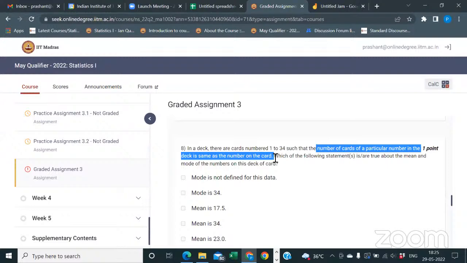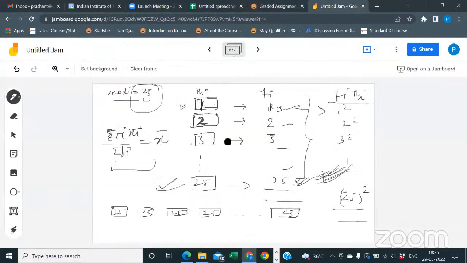Yeah, see this thing. Actually, these things I also explained in yesterday's class. See, what is the twist? The number of the cards of a particular number in the deck is the same as the number on the cards. Number on the cards is 2, same as the number of cards, that is 2 cards. Number on the cards is 3, same as the number of cards, that is 3 cards. That means it's 3 only. See, 3 into 3, that's why it's 3 square.